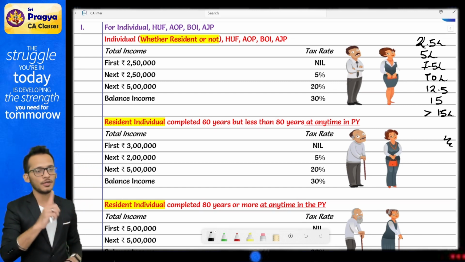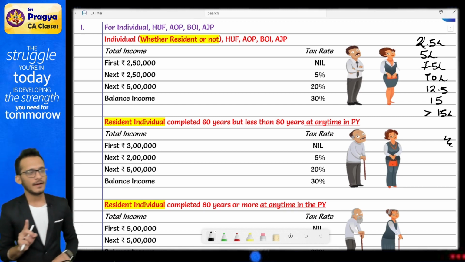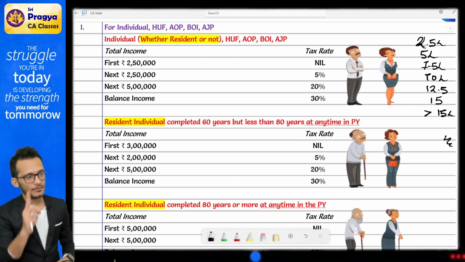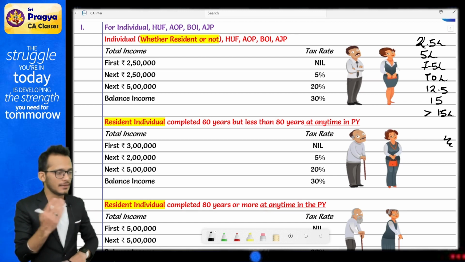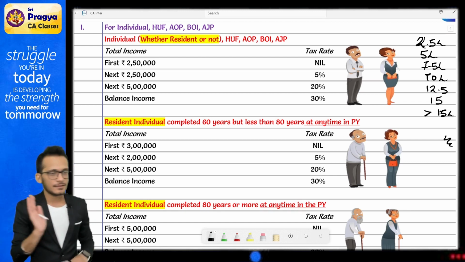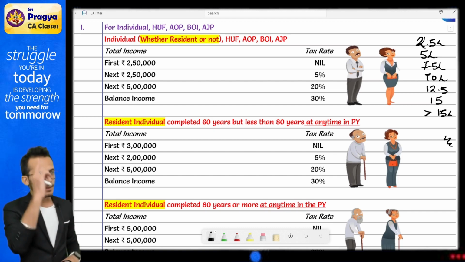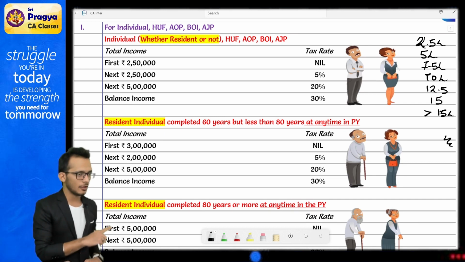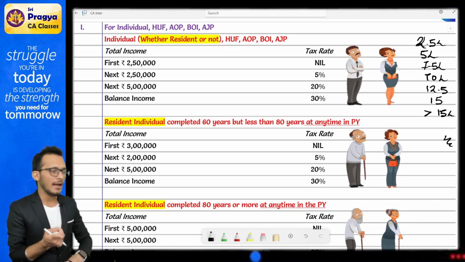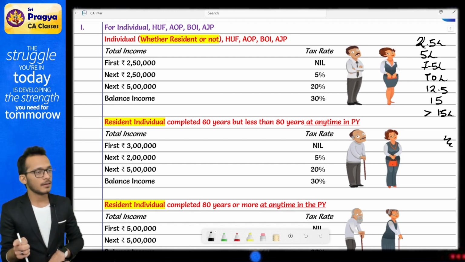Please keep this in mind because this will come as an MCQ. If your birthday falls on 1st April 1963, then anything prior to that will become 60 years. If your birthday falls on 1943, anything prior to that will become 80 years, which means you will now be eligible for 3 lakhs or 5 lakhs. But please keep in mind that this is only eligible for resident individuals, not non-resident individuals, and only if you opt for the normal regime, not 115BAC.